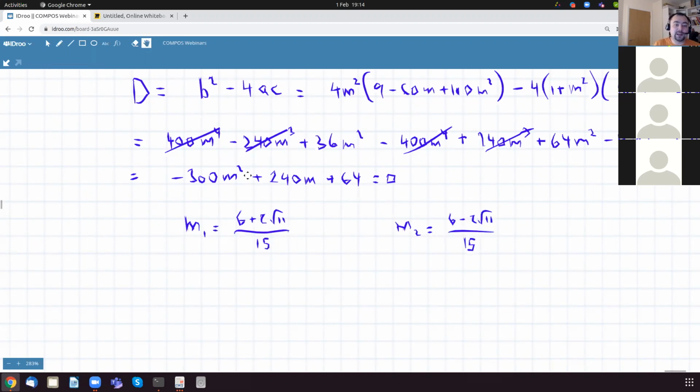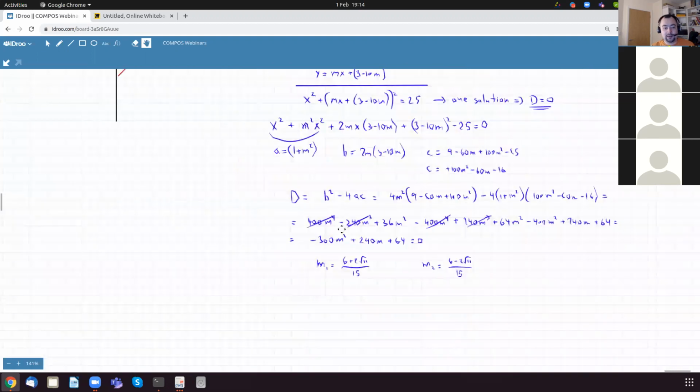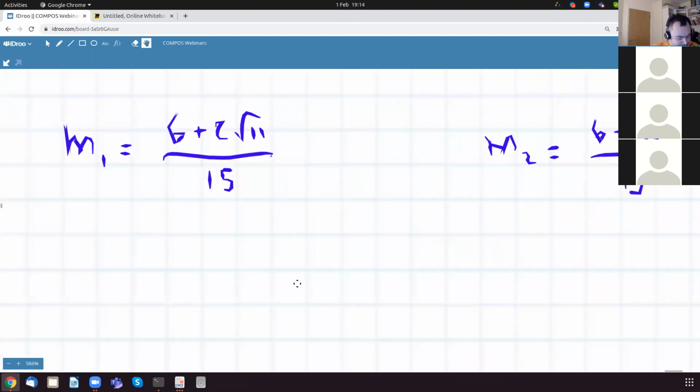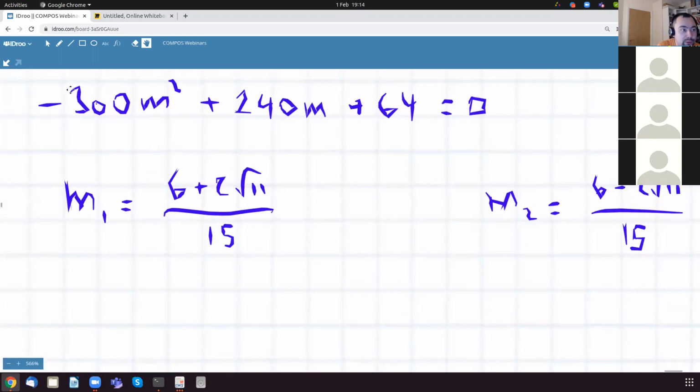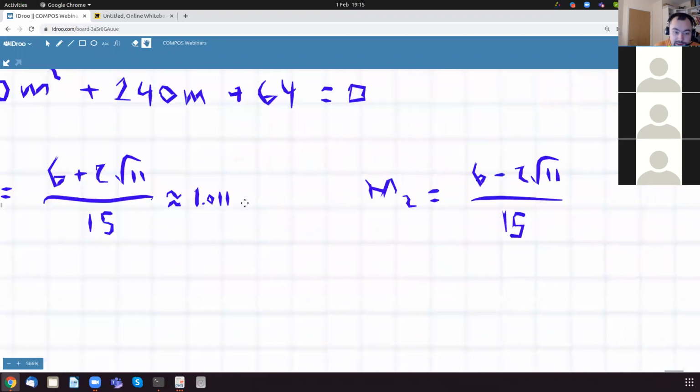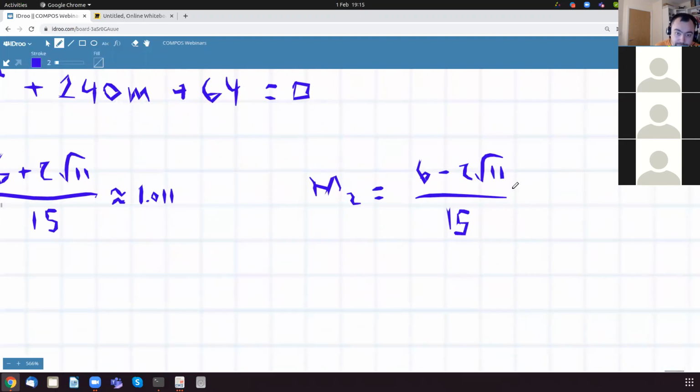So what did I find? Well, m1 is approximately 0.211, and m2 is approximately minus 0.211.